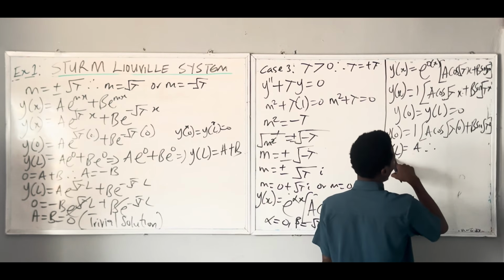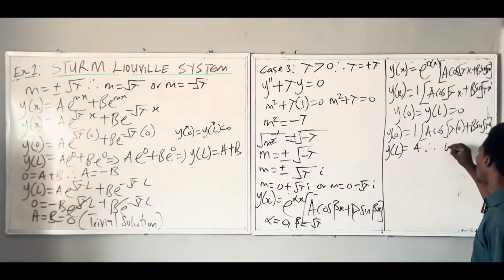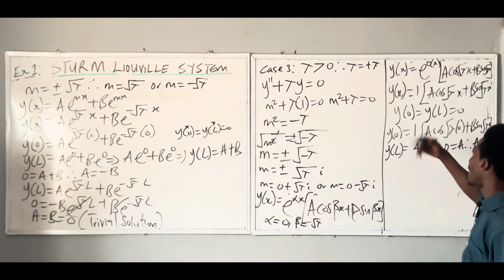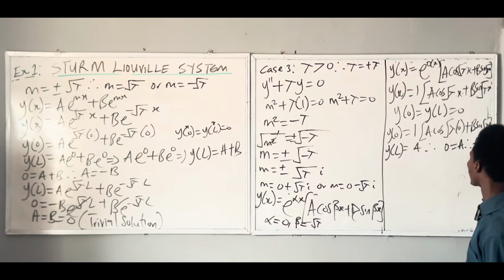My y of n at zero is what? I'm going to have 0 is equal to a. Therefore, a is equal to 0. Then I've gotten my a, so I have to get my b. So I'm just going to substitute this into this.